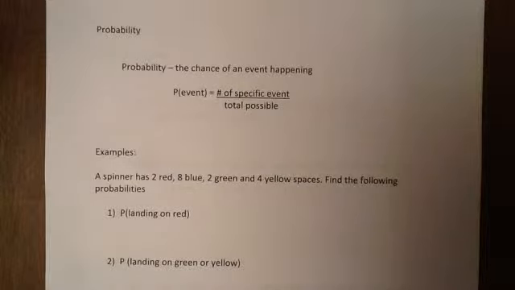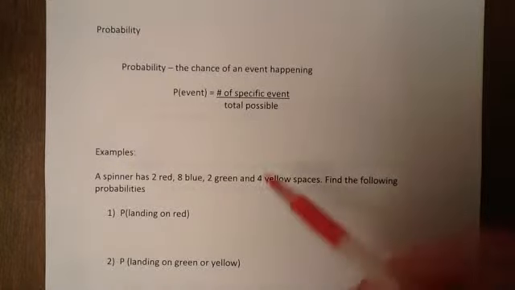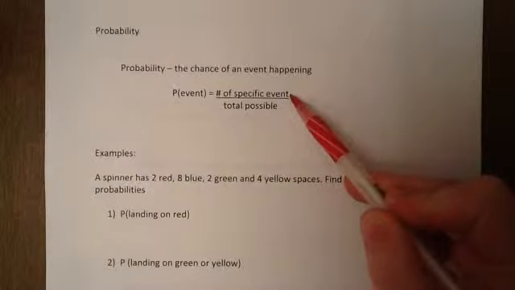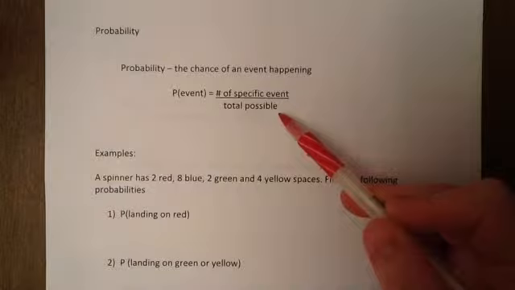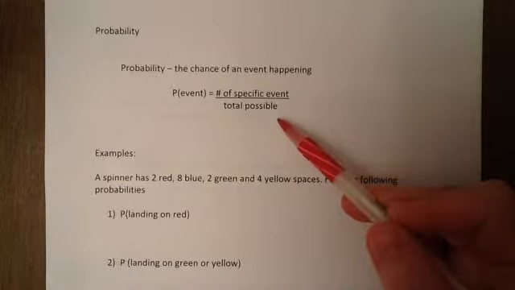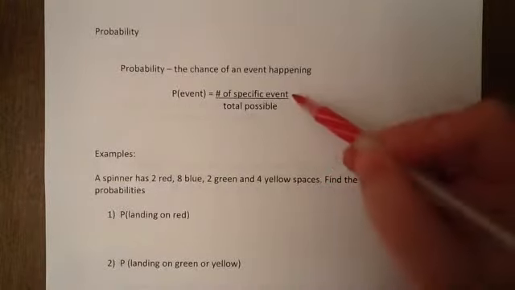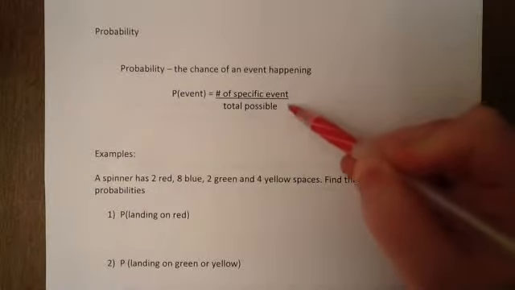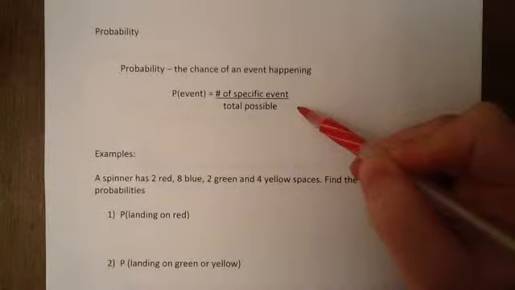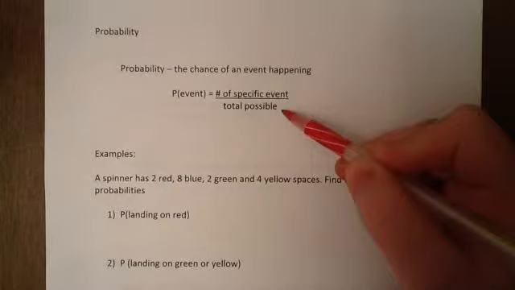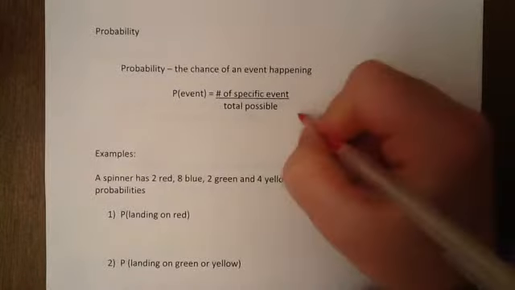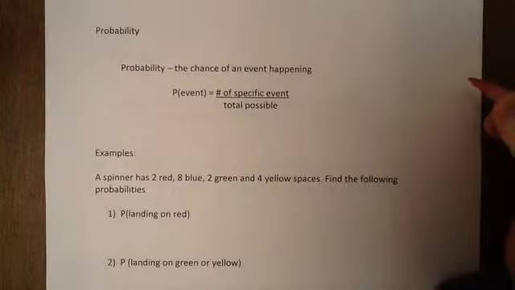Probability is the chance of an event happening. So to find the probability, it's the number of the specific event that you want to happen out of the total. Okay? So if I have a bag of marbles and I have 8 blue out of the 20 total. Okay? That is what you're looking at. The number of the specific they want divided by the total. Now you can write probability as a percent, a decimal, or a fraction.